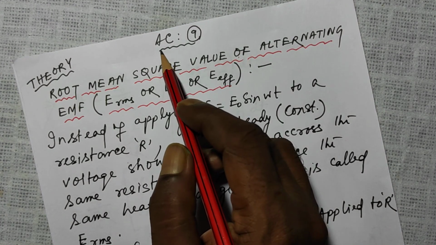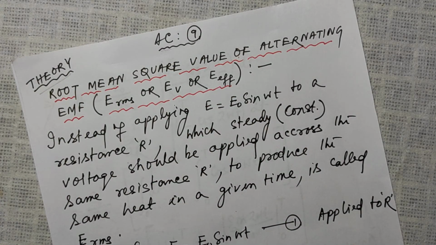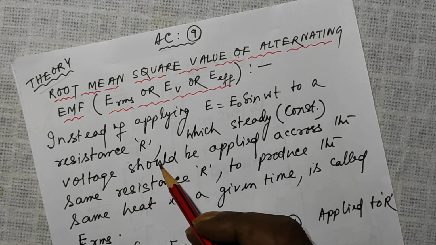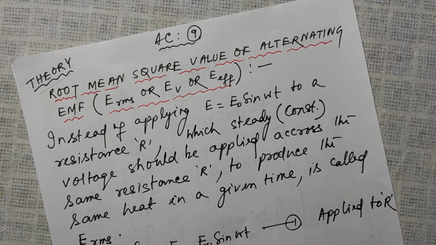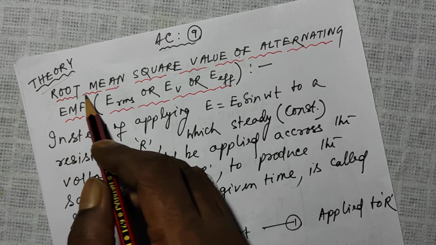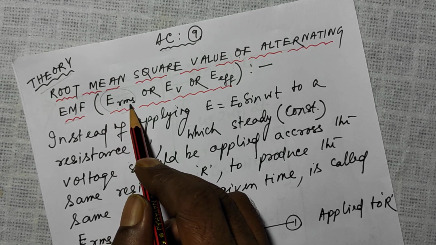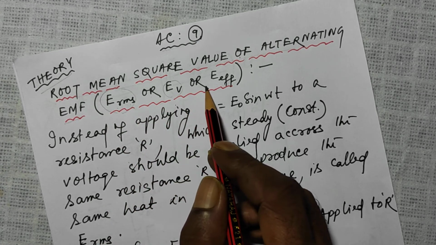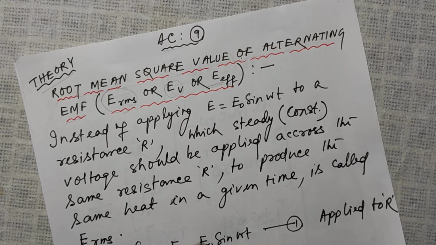Now, alternating current lesson 9 theory. In the previous one, alternating current 8, we derived the root mean square value of alternating current. Now we'll derive the expression for the root mean square value of alternating EMF. The symbol is E RMS, or E virtual, or E effective. Let me explain in a diagram, then come back to the derivation.